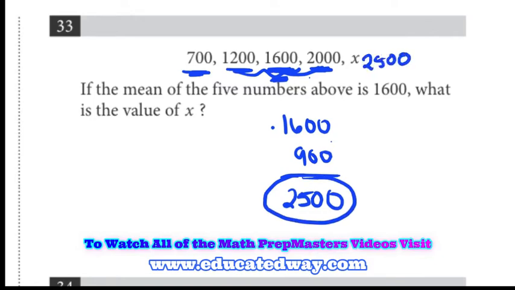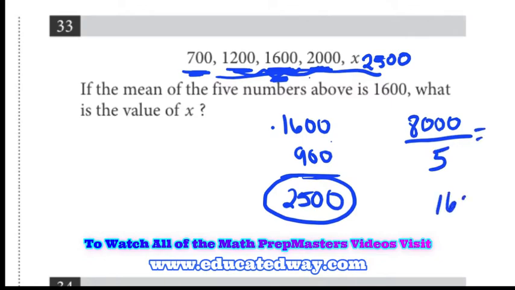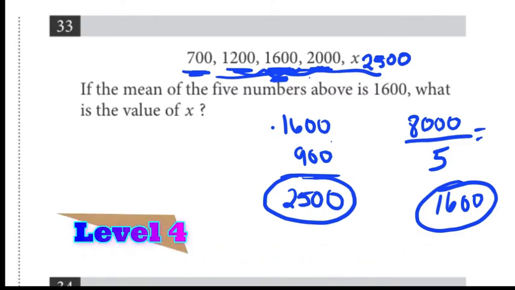And if we added those together, we would get our 8,000 divided by 5, which would give us 1,600. Anyway, level of difficulty for this question from 1 to 10, 1 being the easiest, 10 being the most difficult. I'll give this one a level 4. Let's go to number 34.